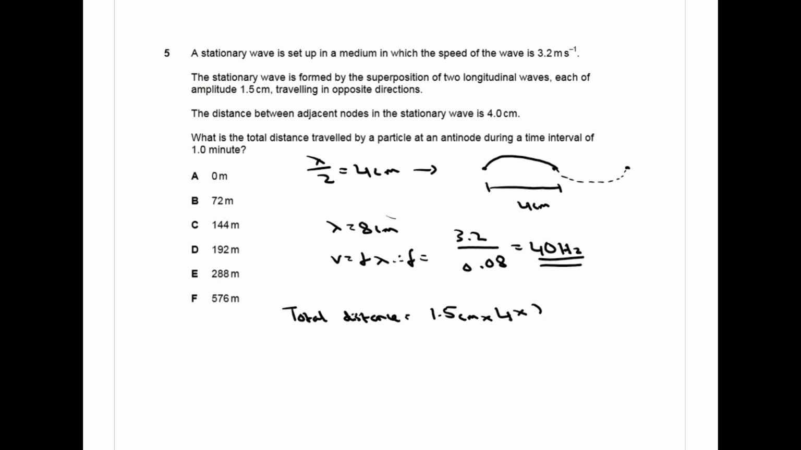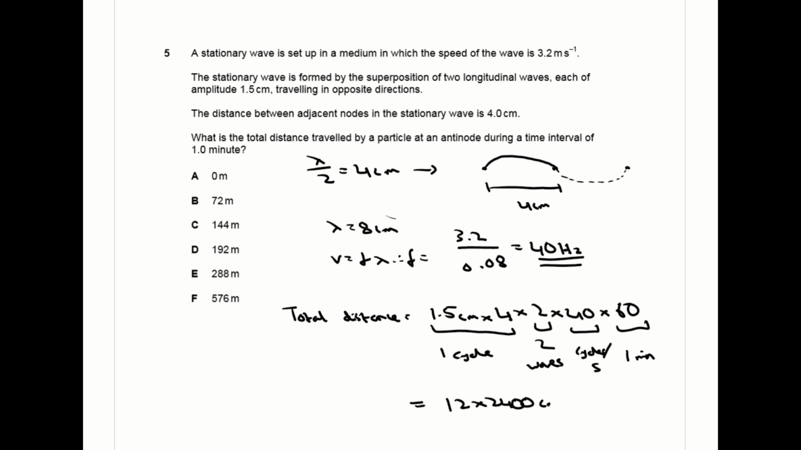The total distance traveled by a particle is equal to 4 times the amplitude, because in one cycle it goes up, back to the equilibrium position, down, and then back to the equilibrium position again, times 2, because there are 2 waves, times 40 cycles per second, 40 hertz, times a time interval of a minute, which is 60 seconds, and when you work that out, it comes out to 288 meters.